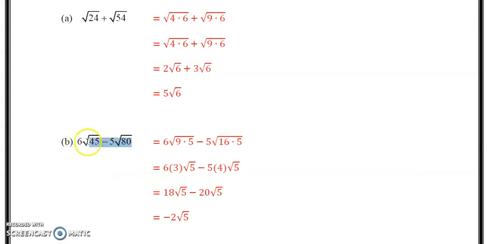The next one, we have 6 root 45 minus 5 root 80. So we already have them as mixed radicals, but they can be further broken down because 45 can be written as 9 multiplied by 5, as you're aware, right? And 9 is a perfect square, so we take the square root of 9 and we get 3, and that becomes a coefficient up front. And 3 gets multiplied by the 6, and we get 18 root 5. So 6 root 45 is equivalent to 18 root 5, and you want to make sure that you take your calculator out and check that. Just to double check. Never hurts.